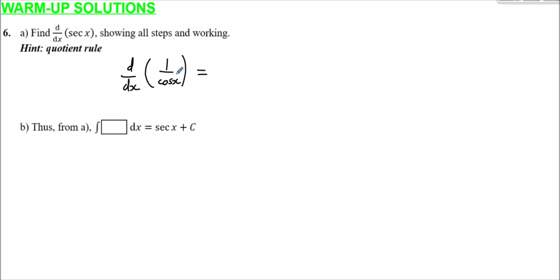So, applying the quotient rule, I'm going to take the denominator and multiply by the derivative of the numerator, which is just going to be 0, because 1 differentiates to 0. I'm going to minus off the numerator multiplied by the derivative of the denominator. Cos differentiates to negative sine. And all of that is going to be all over the denominator squared, which is cos squared x. So on the top, I've got -1 multiplied by negative sine. Minus times a minus is a plus, so I get sine x on the top, cos squared x on the bottom.